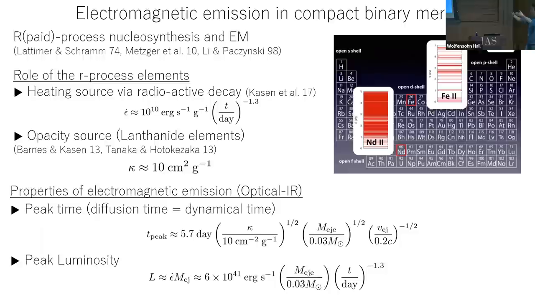In the initial phase, the ejecta is optically thick, and it expands with a mildly relativistic speed. At some point, the diffusion timescale of the photons becomes shorter than the dynamical timescale. Then the ejecta shines. Plugging in typical parameters for the opacity, ejecta mass and the velocity of the ejecta, you can roughly estimate the peak time and peak luminosity, and this is the so-called kilonova or macronova. Anyway, the opacity, the ejecta mass and the velocity of the ejecta are important parameters in this electromagnetic emission.